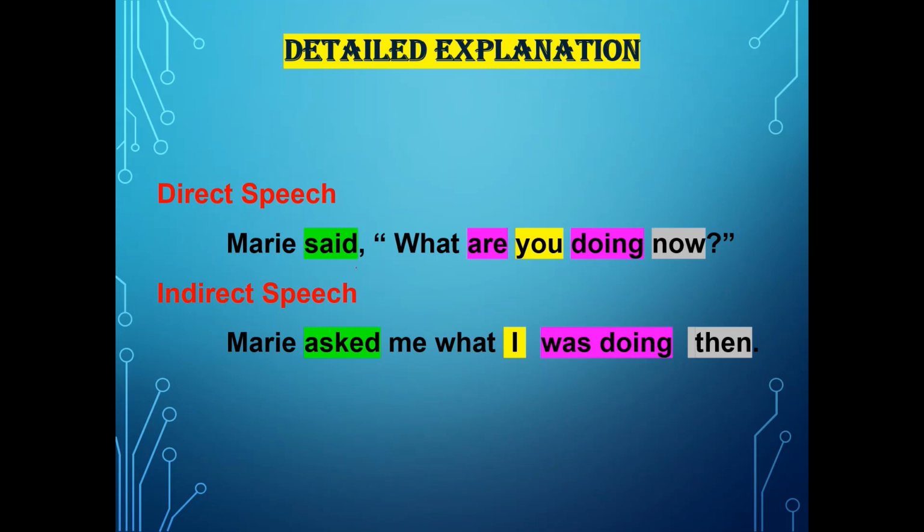The reporting verb said changed into asked. Then the object me is used. Then there is no change of the WH word. What remains same. Then the change of pronoun: you changes into I. Then the verb are doing, present continuous, changed into past continuous because the reporting verb is past tense. Then the change of adverb of time: now changes into then. So the answer will be Mary asked me what I was doing then.